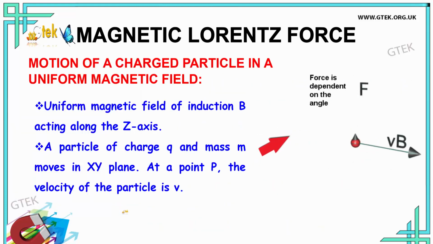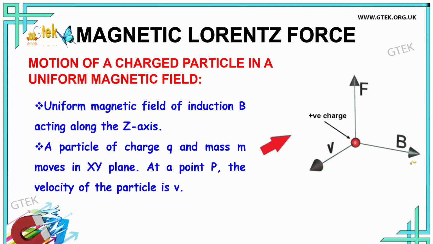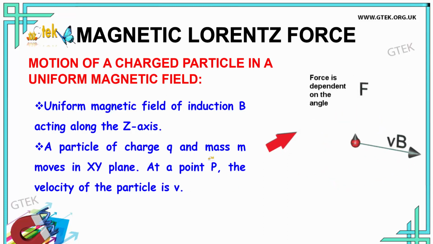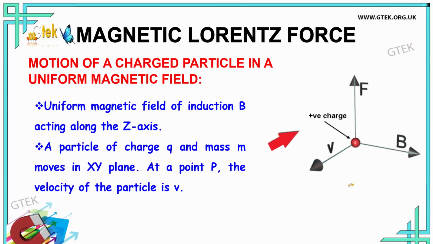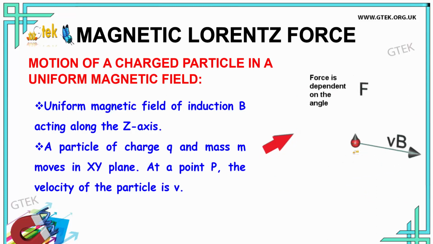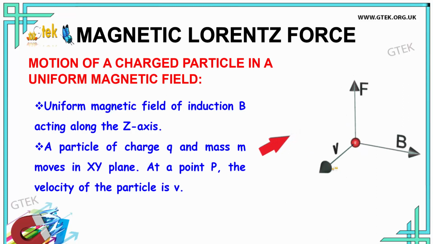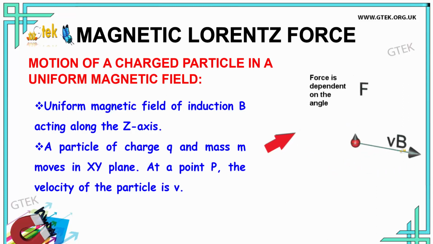Motion of a charged particle in a uniform magnetic field. A uniform magnetic field of induction B acting along the Z axis has been taken here. A particle of charge Q and mass m moves in the XY plane. At a point P, the velocity of the particle is V. So you can see the picture over here. The positive charge is in the mid part. Force is dependent on the angle, so it gets moved from its position to the theta point when it gets zero.